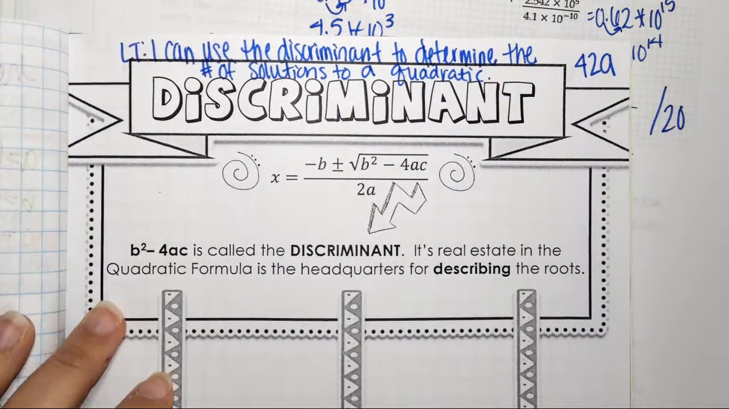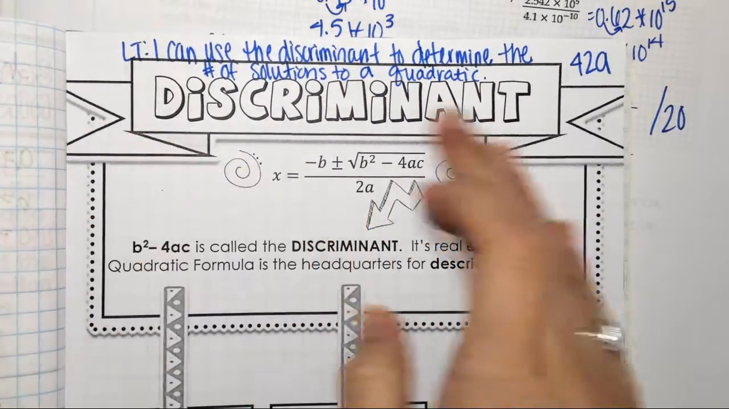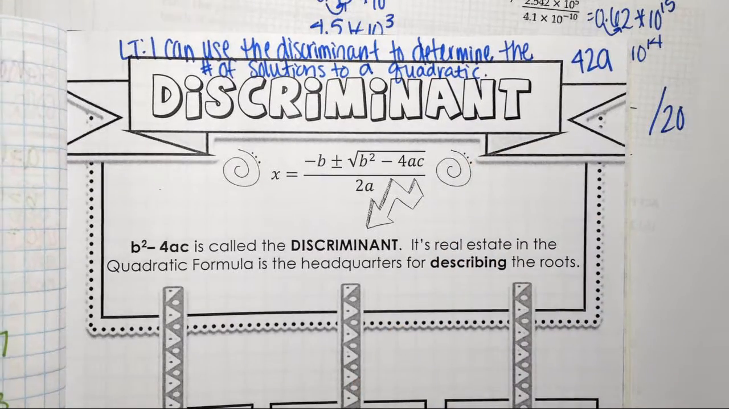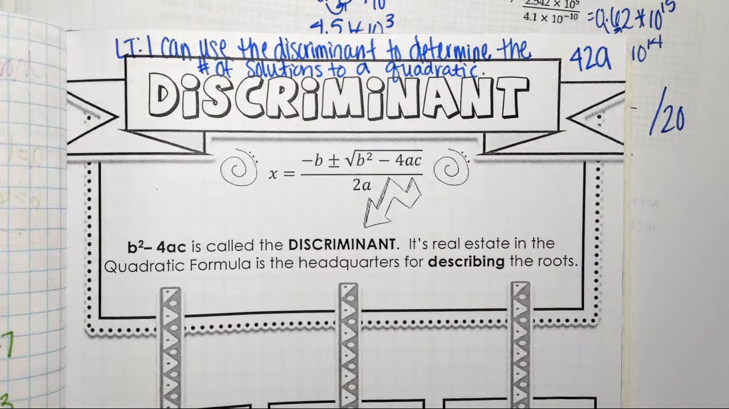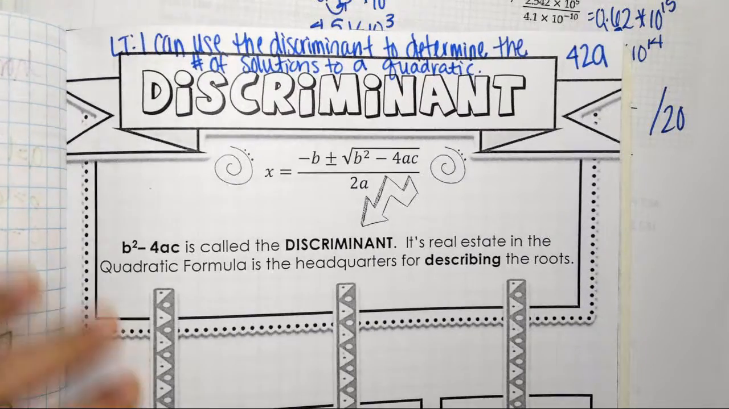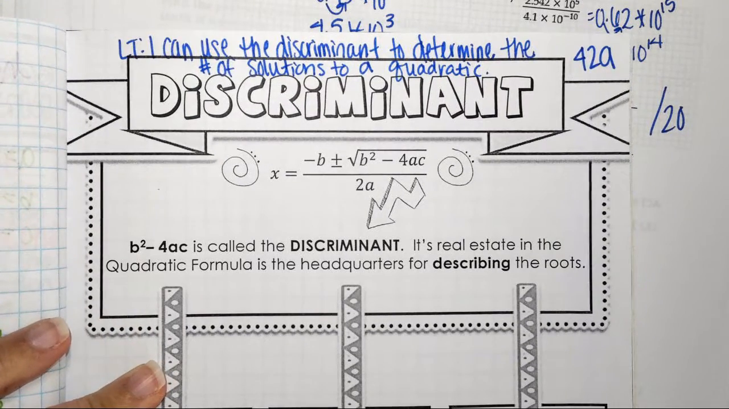So what we're going to do today is we're going to take part of our quadratic formula, which is the discriminant, and we're going to use it to find the number of roots, or the number of solutions, or the number of x-intercepts. You can have 2, you can have 1, you can have none.